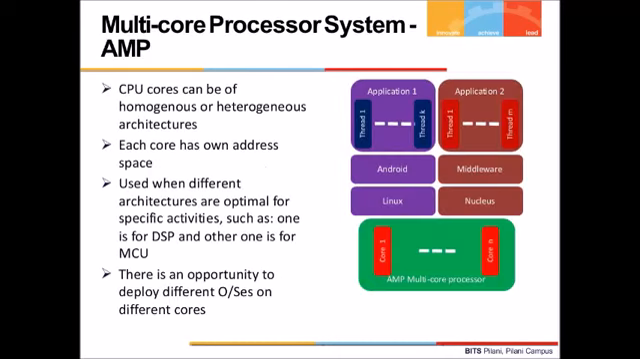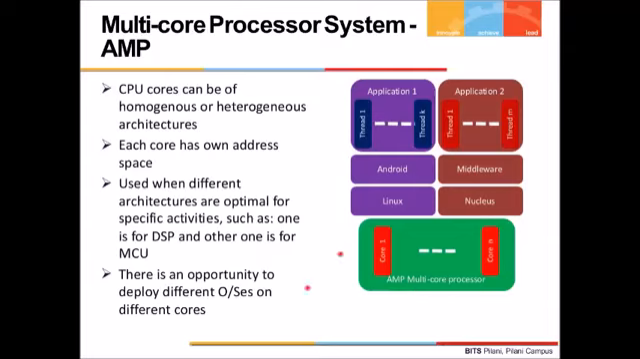So an AMP system looks like this. This is an AMP multiprocessor core. There are core 1 to core n. The cores can be of homogeneous or heterogeneous type. Each core has its own address space, and they can be of different architectures, right?